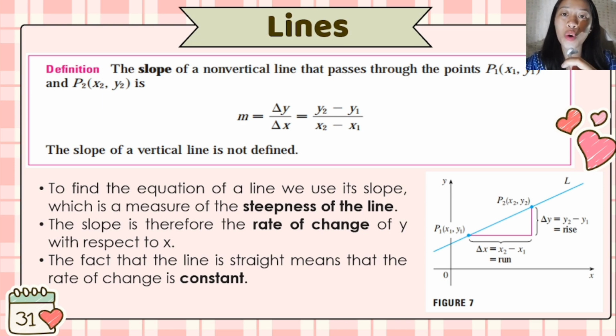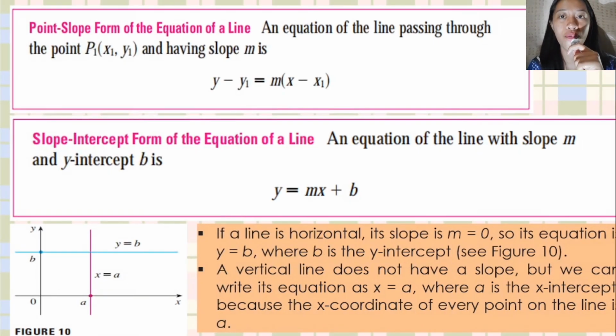One important thing to remember about slope: if the line is straight, it means that the rate of change is constant. That means the rate of change between any 2 points on the line is always the same. So imagine climbing a staircase. If each step is of equal height and width, the steepness remains constant. That's exactly how straight line slope works. Point slope form of the equation of a line. This form is useful when you know a point on the line and its slope.